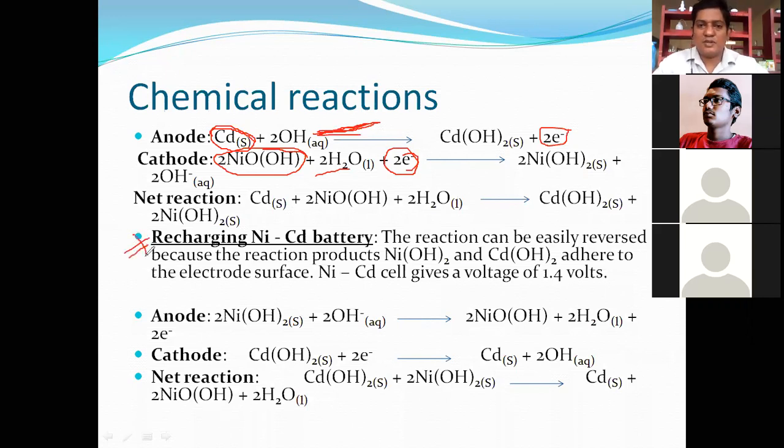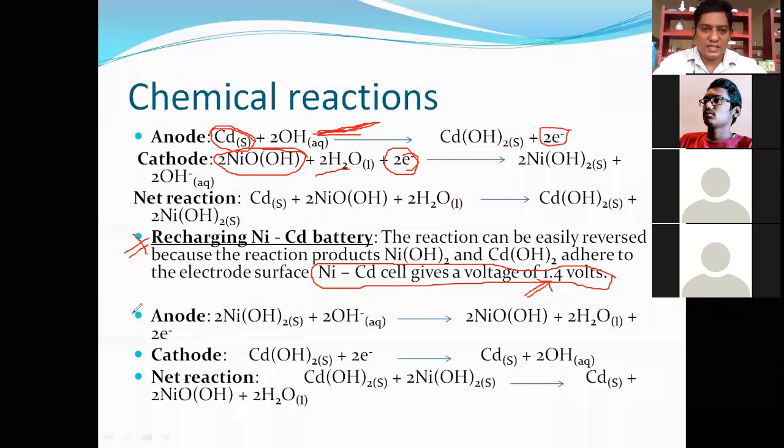The nickel cadmium battery is the best example of a rechargeable battery. This rechargeable battery has a voltage of 1.4. The nickel cadmium cell has a constant voltage, which we take as 1.4.